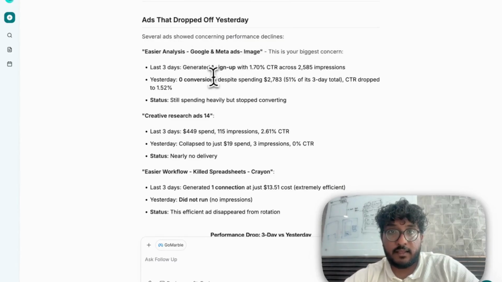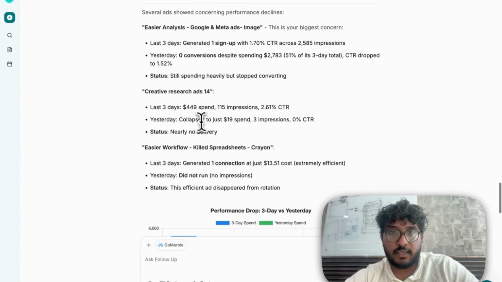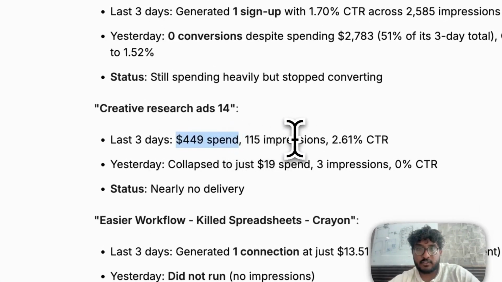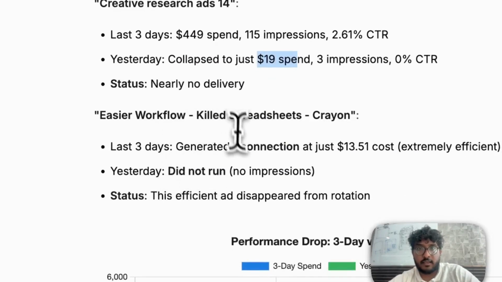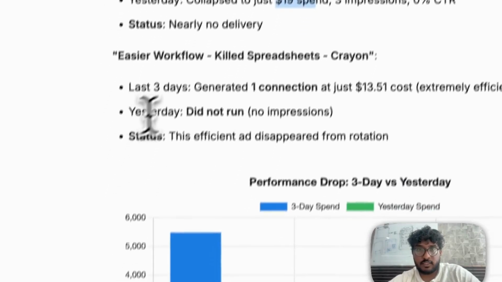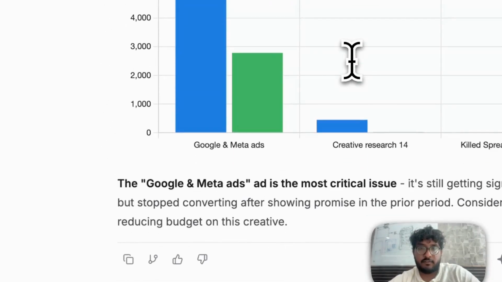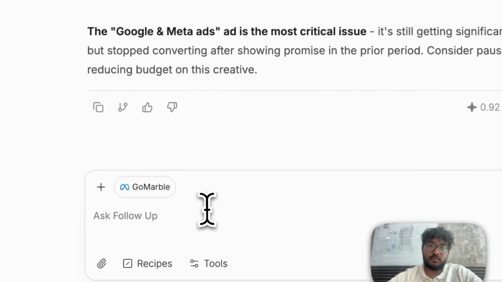So this one, last 3 days generated 1 sign up. Yesterday 0. This I think is okay. So last 3 days 449 spend, 115 impressions. It didn't spend a lot yesterday. That's okay. Generated 1 connection. That's good. Didn't get any spend yesterday. So nothing specifically for me to worry about.